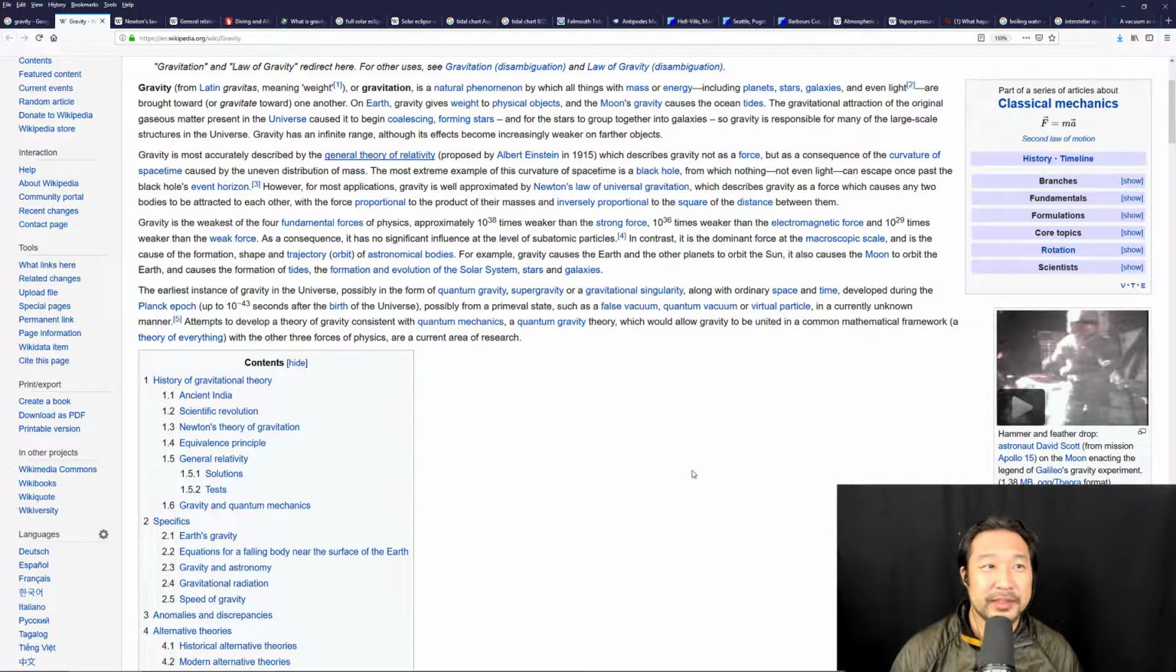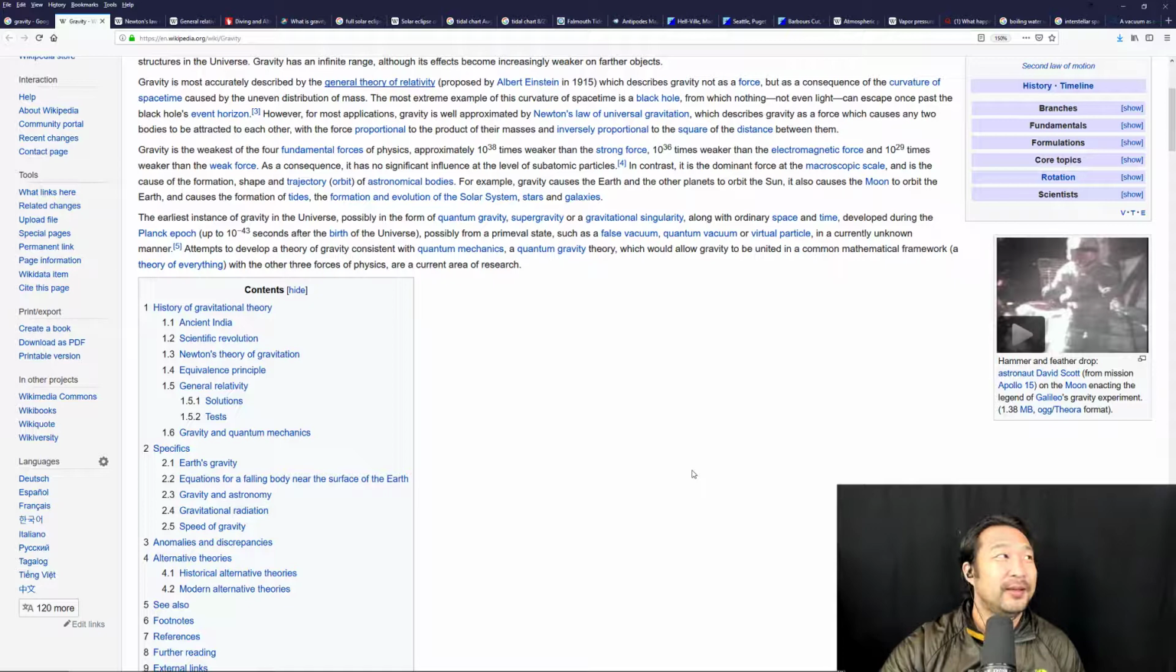Now, it says in the second paragraph, gravity is most accurately described by the general theory of relativity, proposed by Albert Einstein in 1915, which describes gravity not as a force, but as a consequence of the curvature of space-time caused by the uneven distribution of mass. However, for most applications, gravity is well approximated by Newton's law of universal gravitation, which describes gravity as a force which causes any two bodies to be attracted to each other with a force proportional to the product of their masses and inversely proportional to the square of the distance between them. Pretty similar to Coulomb's law, which is based on energy.